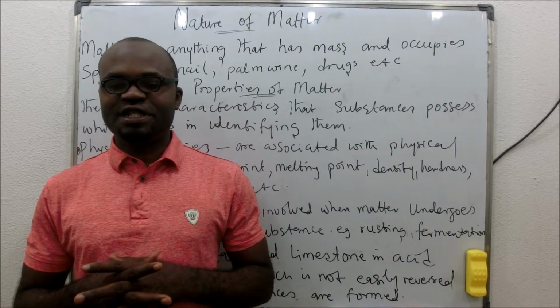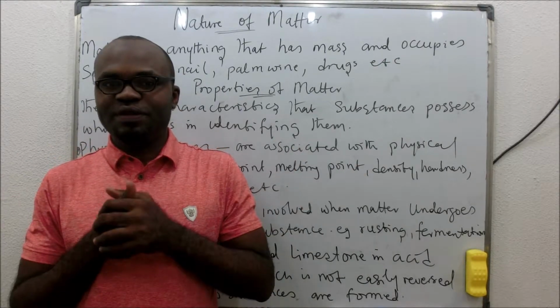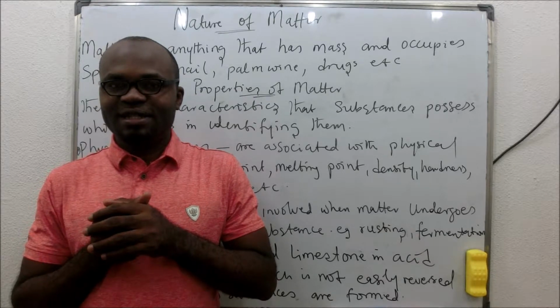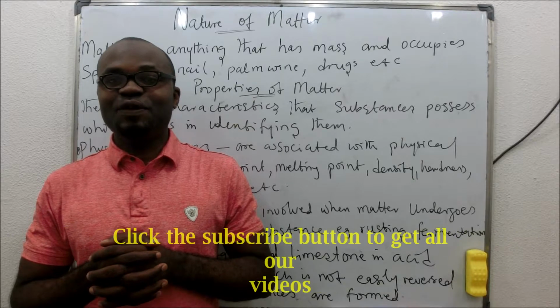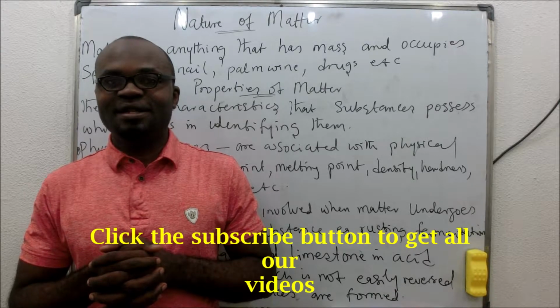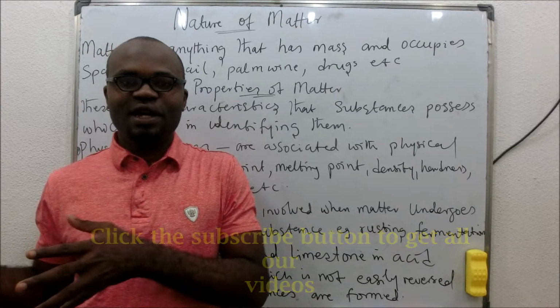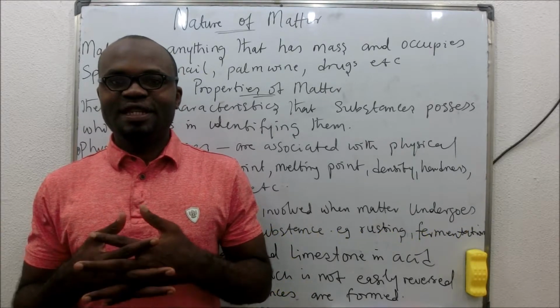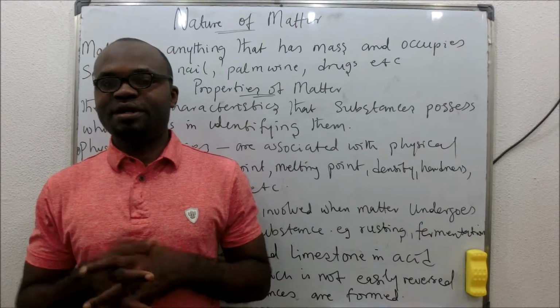How do you differentiate one matter from the other? How do you identify matter when you see them? You can do that using their properties. Properties are those characteristics of matter that help you to differentiate one from the other. These properties of matter can be physical or chemical.